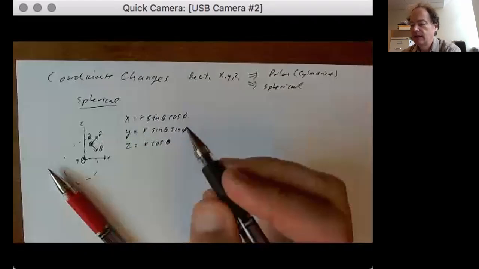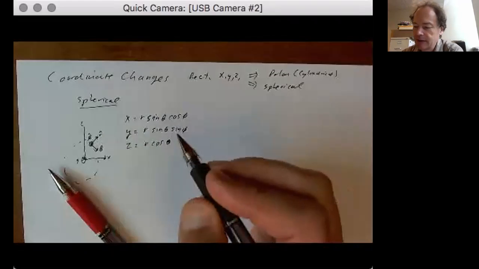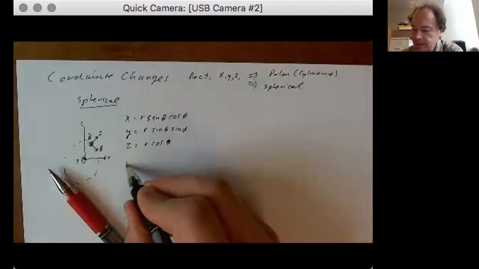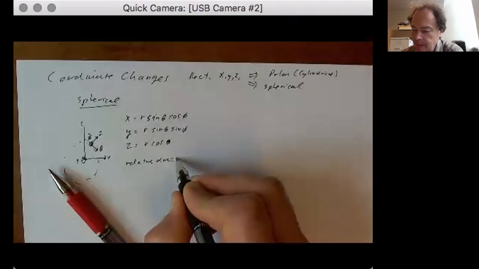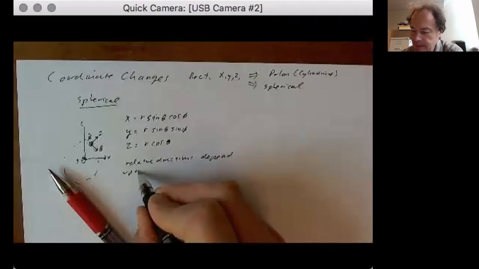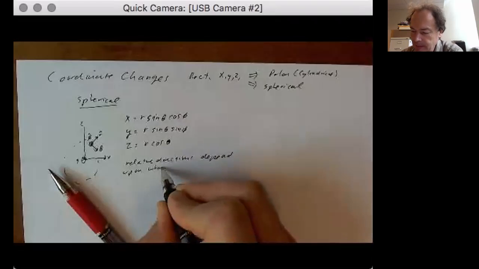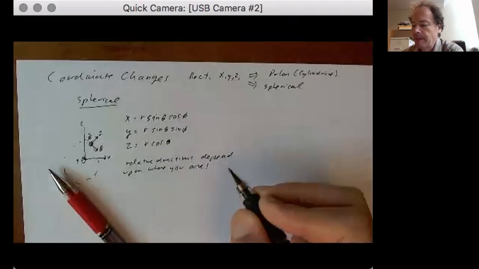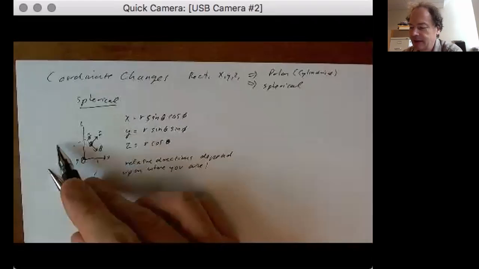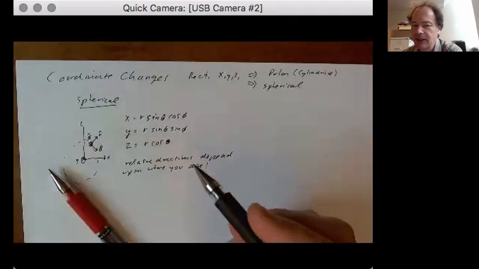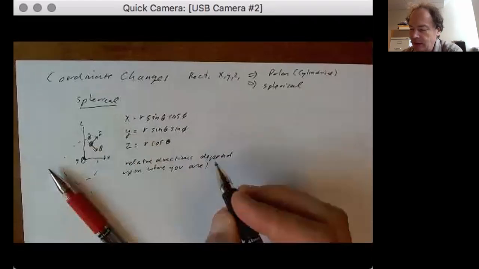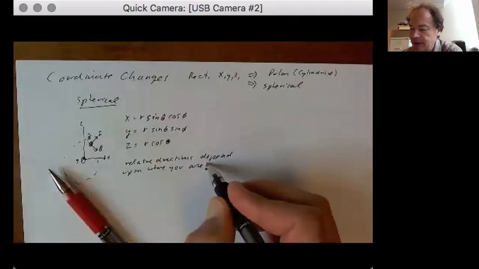And you notice a couple of things about this. One is the relative directions depend upon where you are, because r is always pointing outwards. So over here it's that way, over here it's that way. That means it's not just a simple rotation. The rotation depends on where we are. And so that is going to complicate matters.